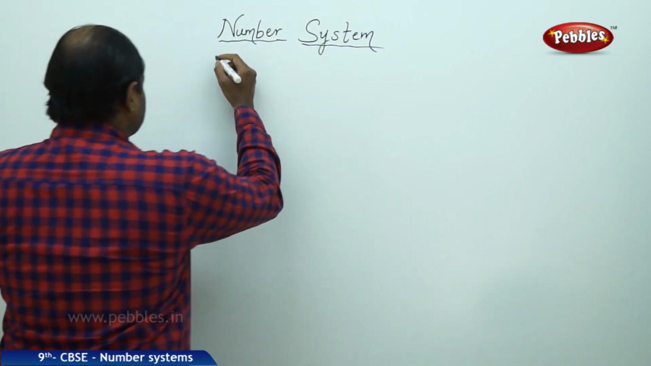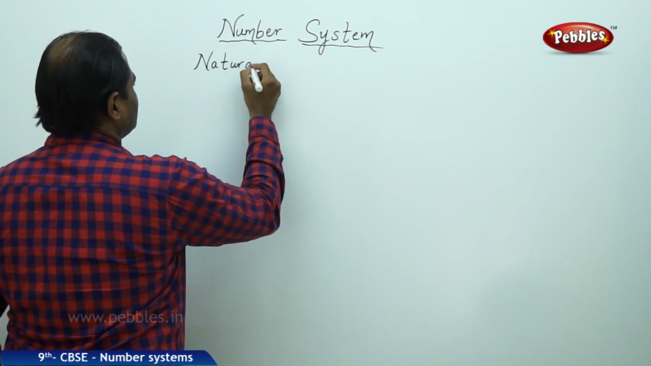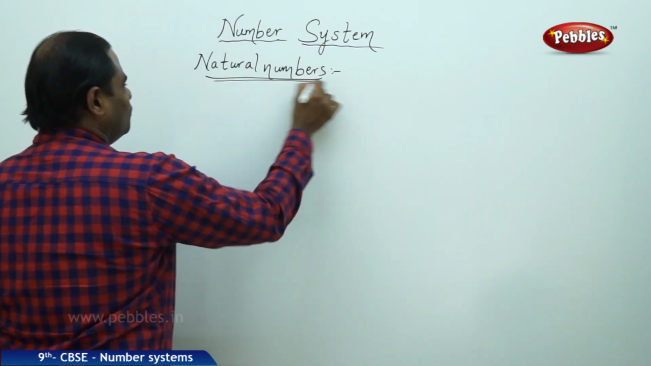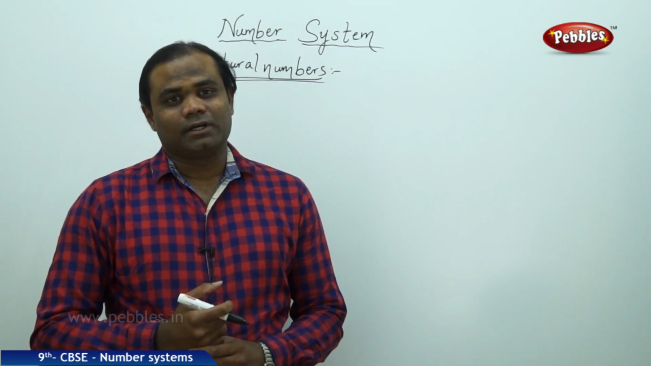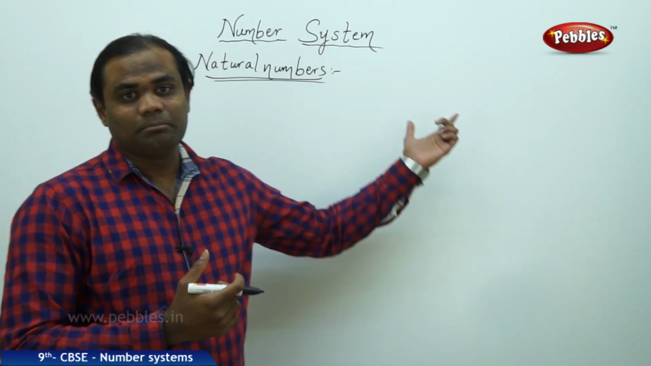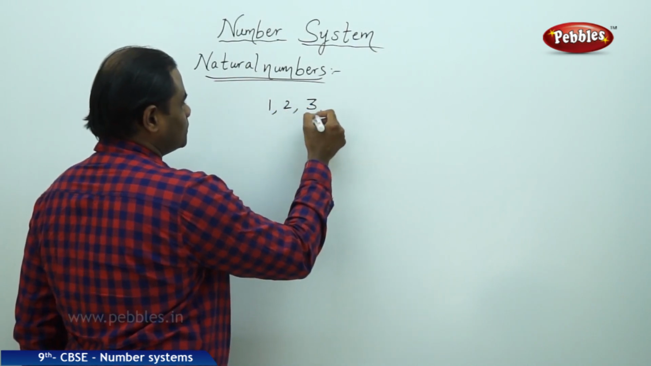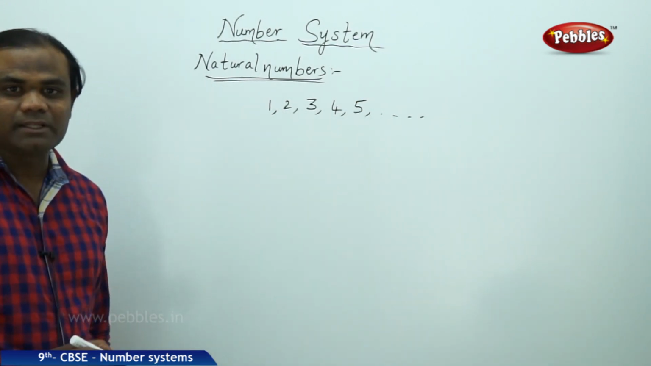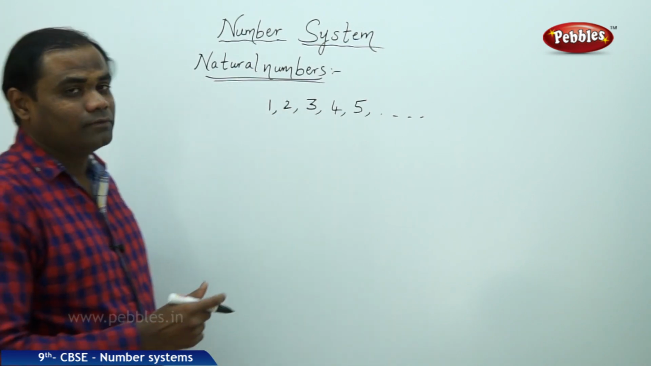Coming to natural numbers. What are natural numbers? Natural numbers are the numbers which cannot be expressed in fraction form other than with the denominator being 1. Say for example, I take the natural numbers to be starting from 1, 2, 3, 4, 5, and so on and so forth. The reason being that it cannot be expressed in a fraction form but can be expressed on the whole with denominator as 1.